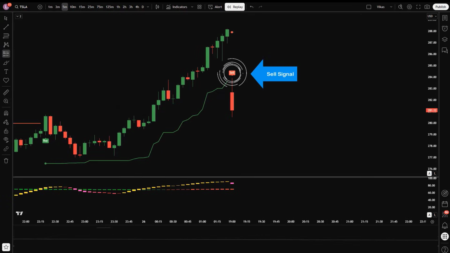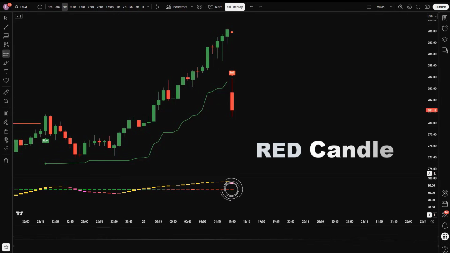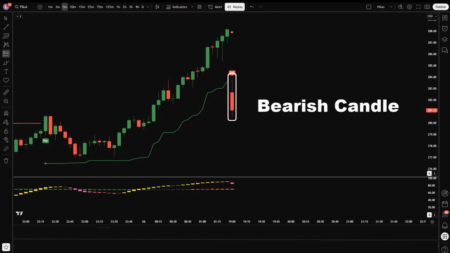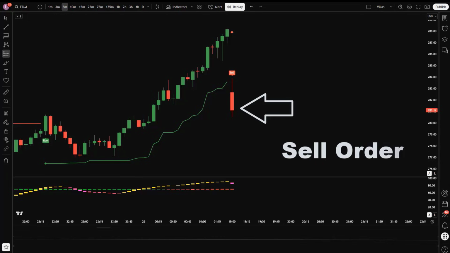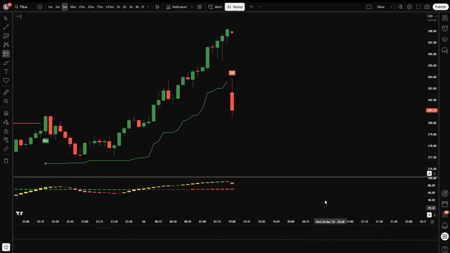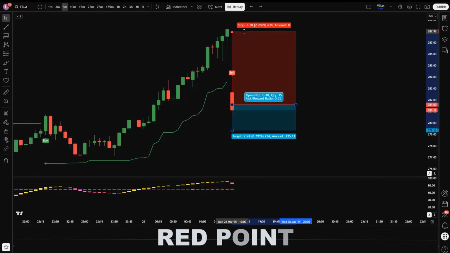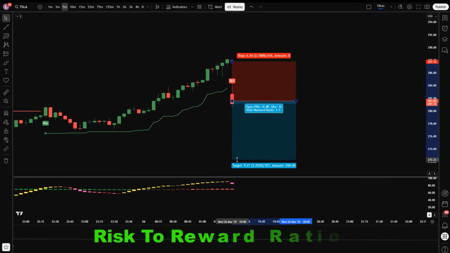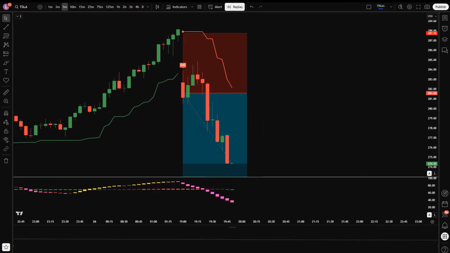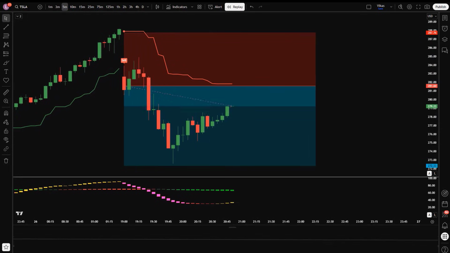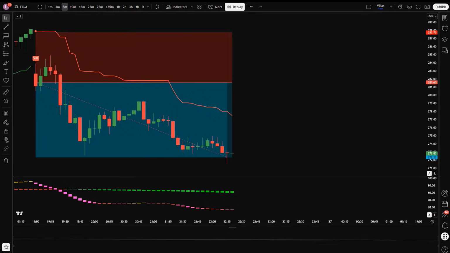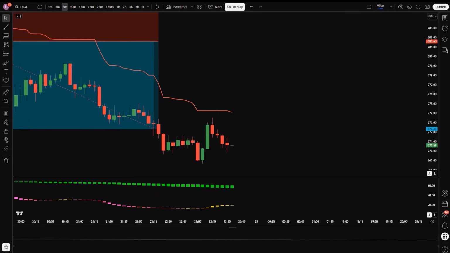When the ADX with RSI reversals indicator gives us a sell signal, the red candle of L3 Banker Fund should be below the pink candle, and the market should form a bearish candle. If this condition is fulfilled, then we will place a sell order. Our stop loss should be at the red point, and the risk to reward ratio will be 1:1.5. The market has completely hit the target. I hope you have understood this trading strategy.